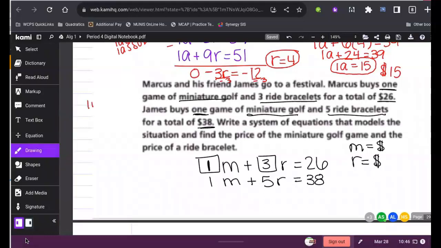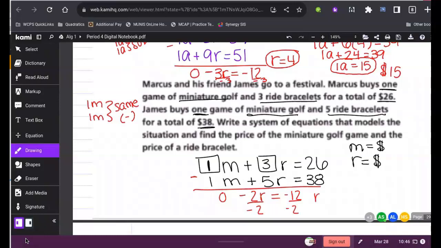So 1M and 1M are the same, so we're going to subtract. 1M minus 1M, that's 0. 3 minus 5 is negative 2R, and that's equal to 26 minus 38, which is negative 12. And then we divide both sides by negative 2. So R is equal to 6. That means the rides are going to cost $6 each.